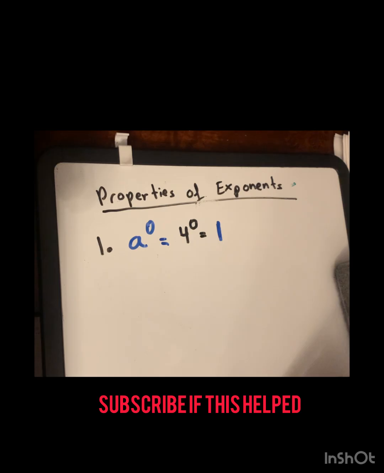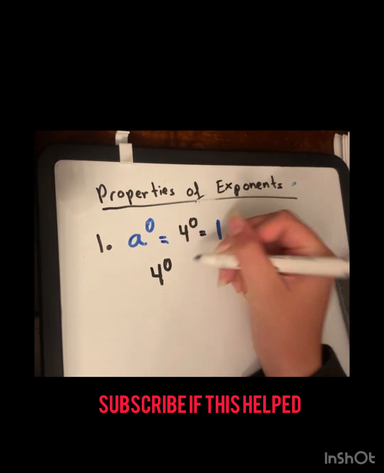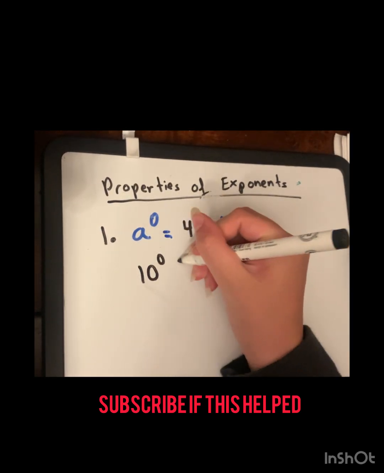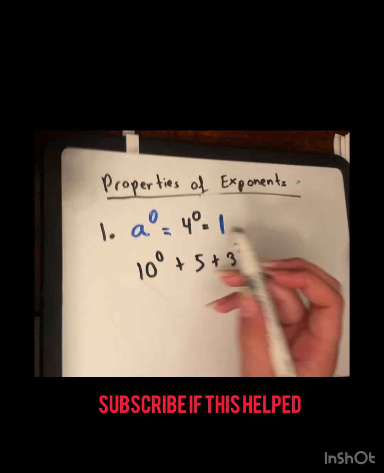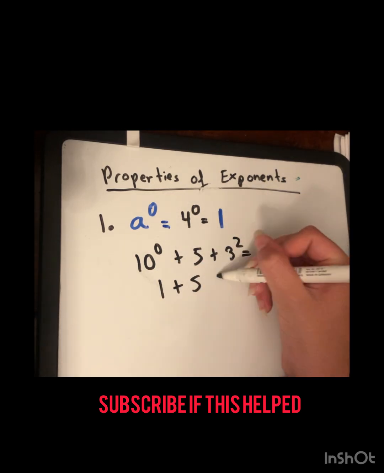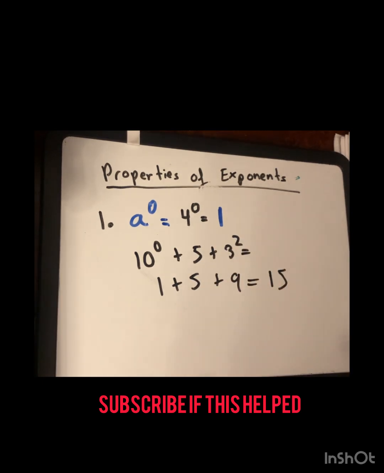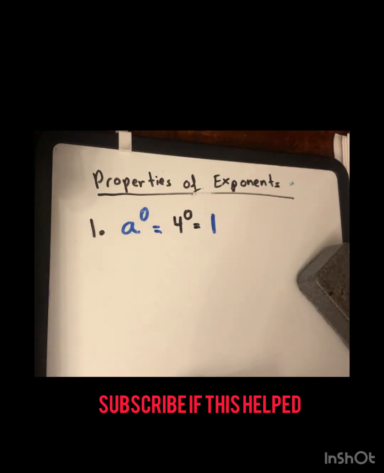Always. So, let's say you have 10 to the power of 0 plus 5 plus 3 to the power of 2. What would that be? Well, you know 10 to the power of 0 is 1. So 1 plus 5 is 6, and 3 to the power of 2 is 9. So you just add that up, and that would be 15. That's it. So this is a property that you're going to need to know for exponents.